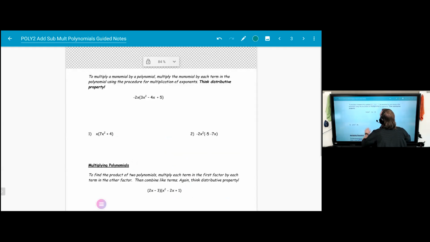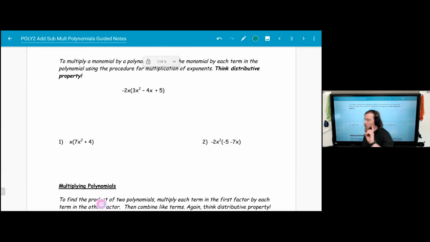To multiply a monomial, or one term, by a polynomial, many terms, you multiply the monomial by each term in the polynomial using the procedure for multiplication of exponents. Think distributive property because it is. In other words, we're going to distribute the negative 2x to the 3x squared, to the negative 4x, and to the positive 5. Well, negative 2 times 3 is negative 6.